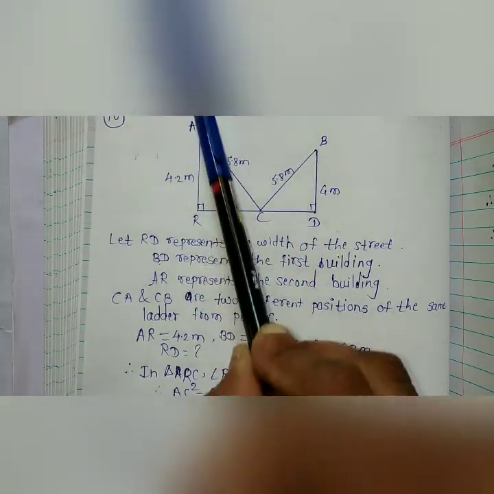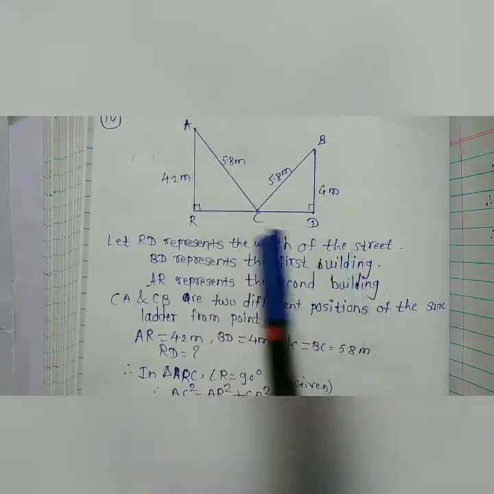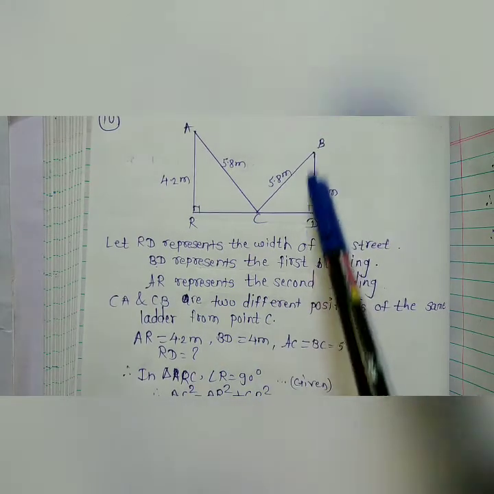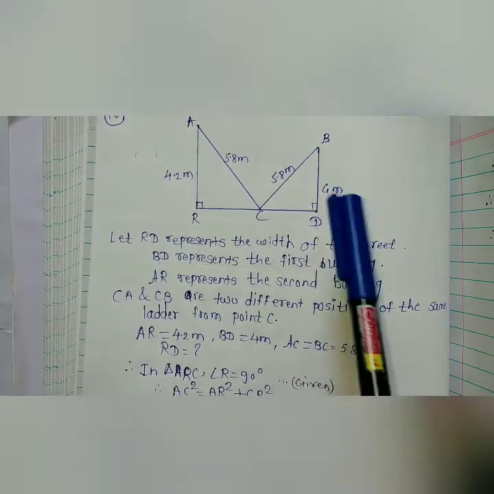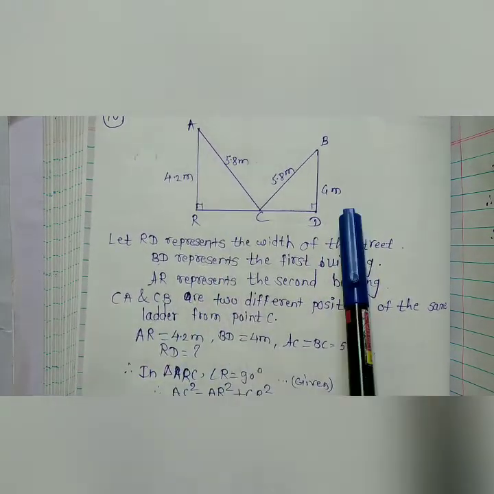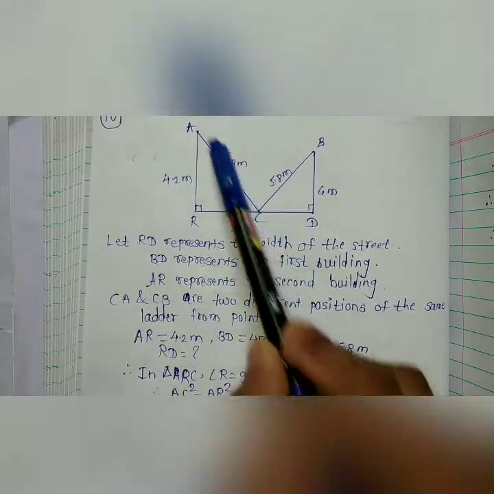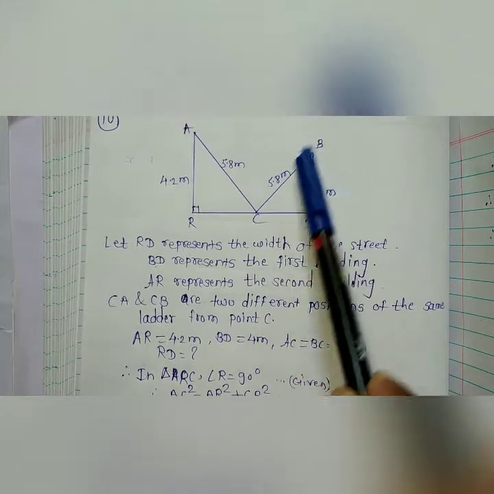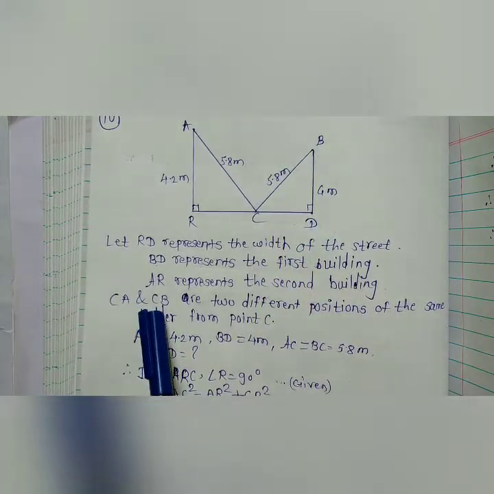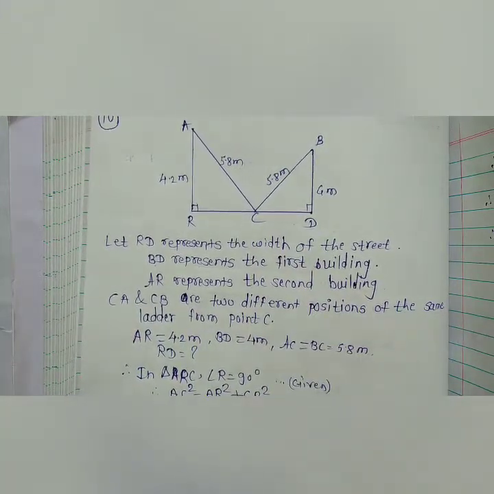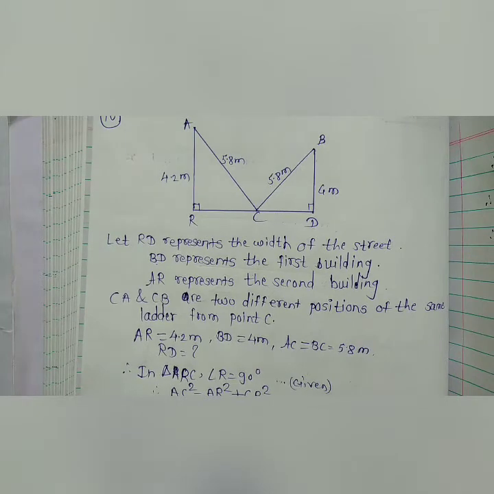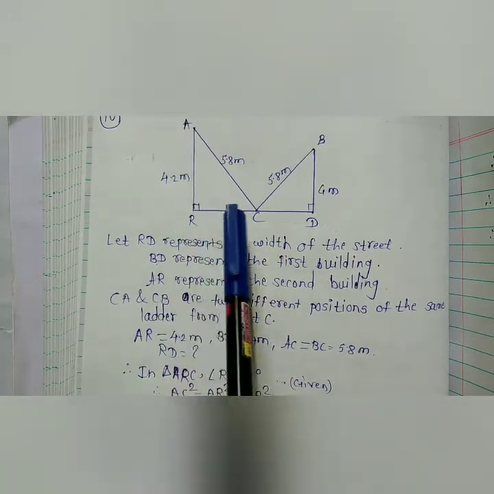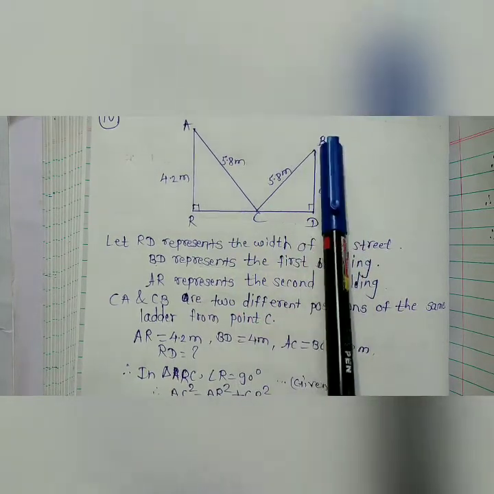Therefore here AR is the height of the second building and BD is the height of the first building, and to find the value of RD, given that AC is 5.8 and BC is again 5.8, because CA and CB are two different positions of the same ladder from point C. Therefore here are two triangles: the first triangle is triangle ARC and the second triangle is triangle BDC.